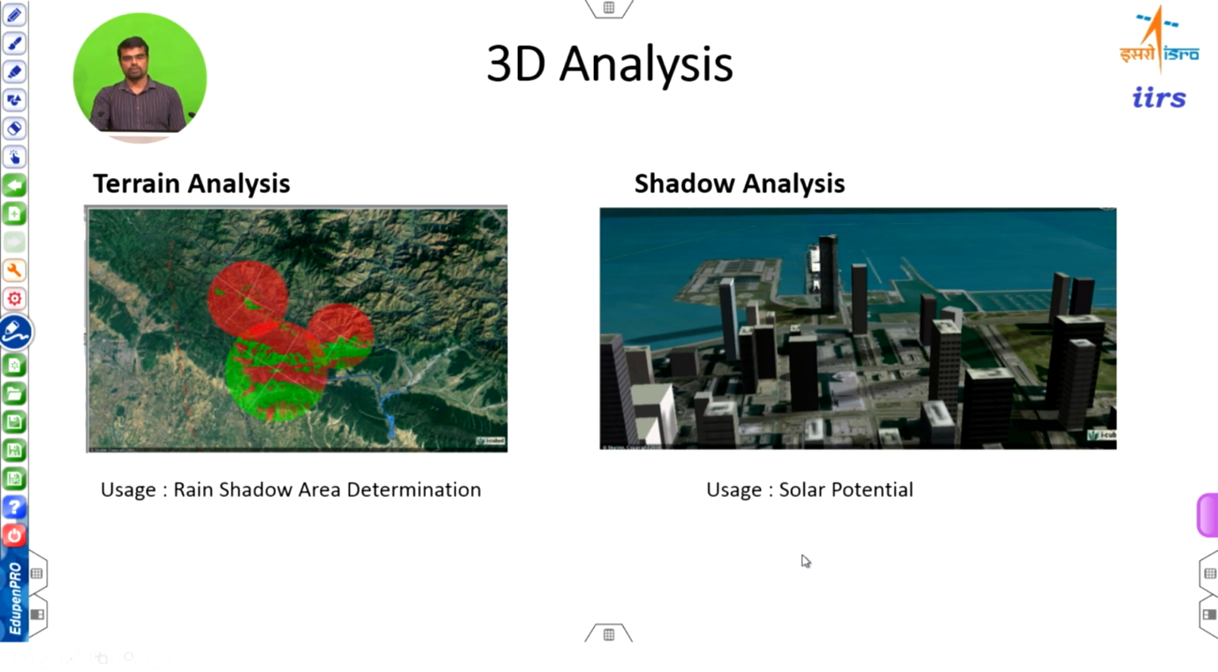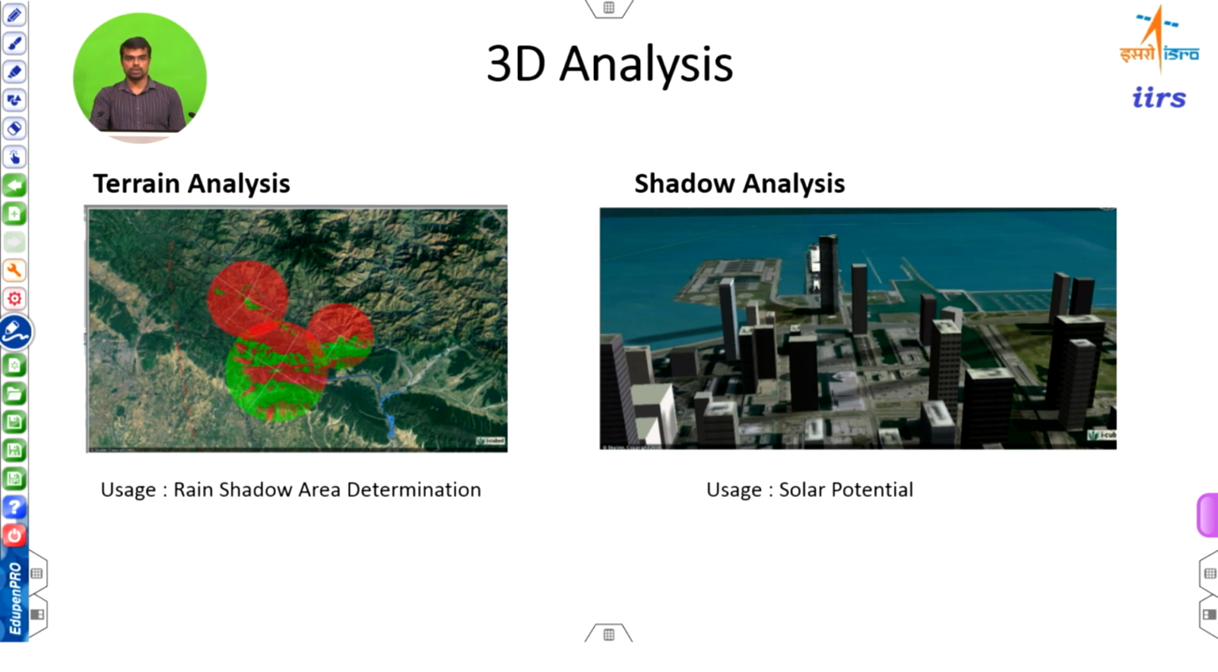There's also a way to find out the terrain analysis. Again, terrain analysis can be used to find out the visibility of the area in a specific domain. Or it can also be used in other applications, for example rain shadow area determination, so that there also we can find out which area may be having less rain due to the aspect of the hills.